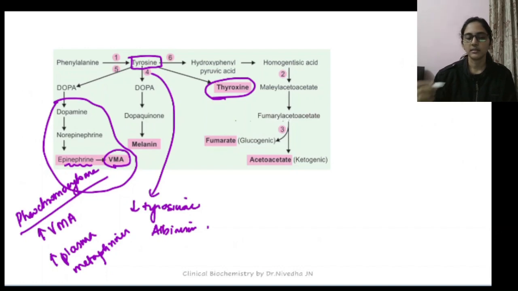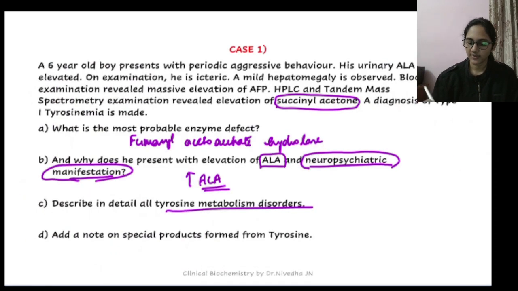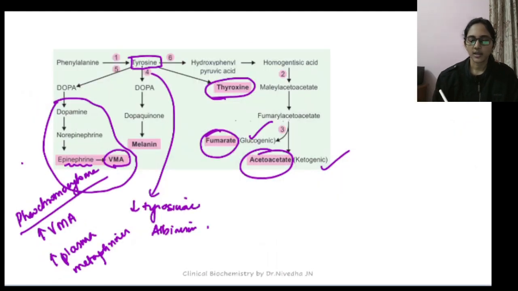And also, as we have already seen, we have fumarate and acetoacetate as the end products, and that is why you call tyrosine both a glucogenic and ketogenic amino acid. And phenylalanine is a precursor of tyrosine, so phenylalanine and tyrosine both are glucogenic and ketogenic amino acids. So these are the products, and they have asked for products only. Add a note on the special products formed from tyrosine, that also we have seen: catecholamines, then melanin, thyroxine. So this is about your tyrosine metabolism.